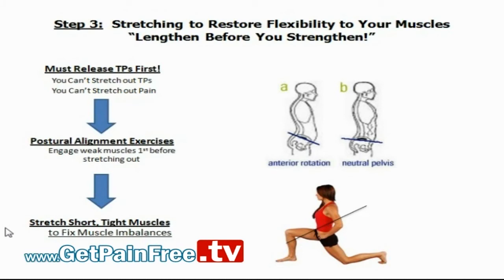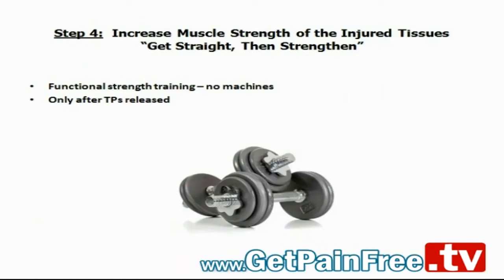Now that you're much straighter and have much better muscle balance, it's time to strengthen the injured tissues. Here's where many traditional approaches fail because they give you strengthening exercises way too soon. So often, to break the cycle of chronic pain, you must get your trigger points released first and muscle balance and posture alignment fixed before doing strength training. So get straight and then strengthen, and you'll be much happier and freer from chronic pain. Check out the videos on the website that show you the proper strengthening exercises to prevent your chronic pain.